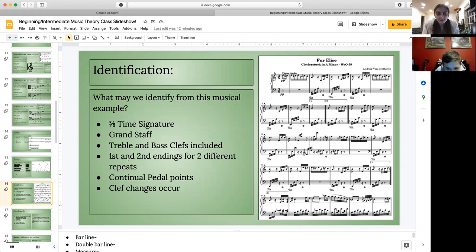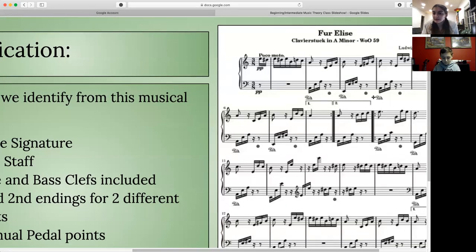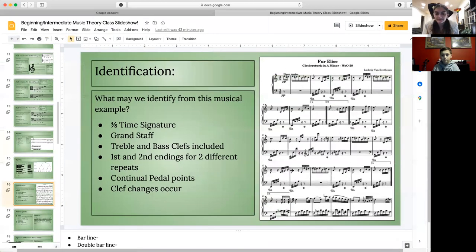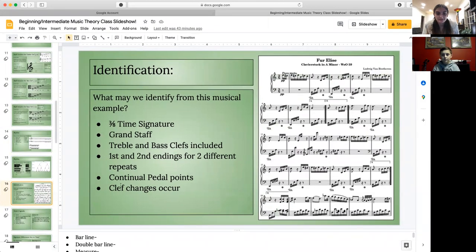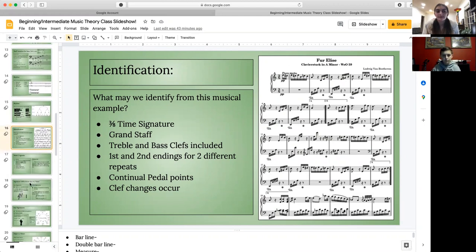And first and second endings, we have 2 different repeats right here, first ending, second ending, and then continual pedal points. This is just referring to, again, you have so many different points of pedal right in here. It's Beethoven, it's what he does. And clef changes, like how you said. Nice.